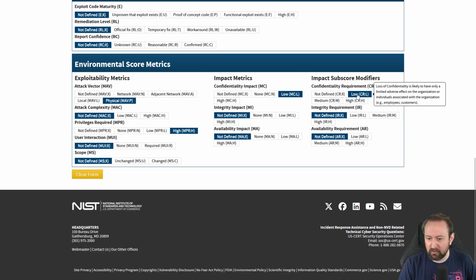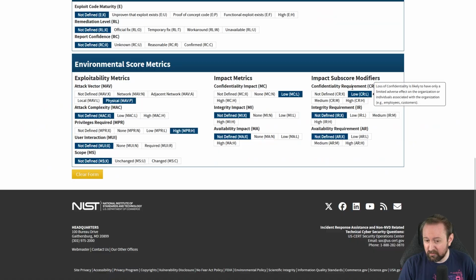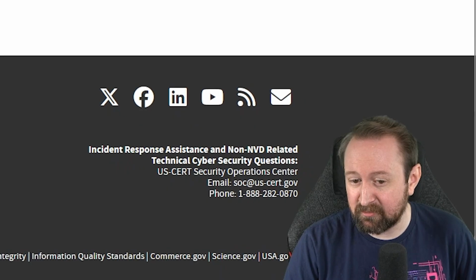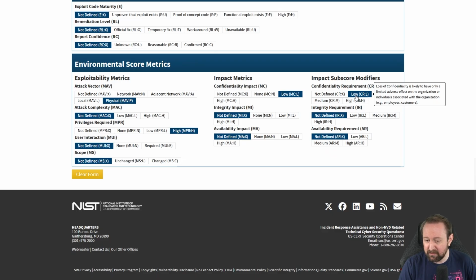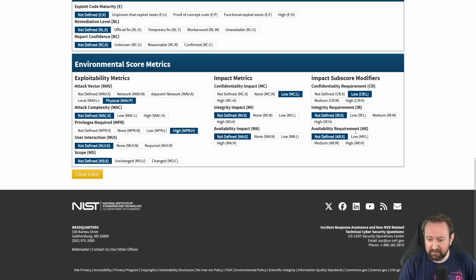If we click here, low, loss of confidentiality is likely to only have a limited adverse effect on the organization. Well, yeah, because the data that they accessed wasn't that bad, right? It was just publicly available anyway. And so you can change the confidentiality requirement here. And the same for integrity and availability.